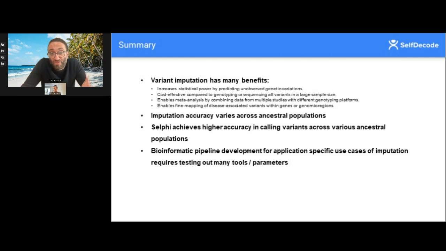Bioinformatic pipeline development for application-specific use cases of imputation requires testing out many tools and parameters. As you saw, you have to constantly change out some of these parameters. Each one of these parameters can affect what your use case is. So you have to constantly be testing these things out, which is ideally why something like the Alamedin Genomics genome platform is an ideal use case, because you can start testing those things out and, based on that, get much higher turnaround times with your data.